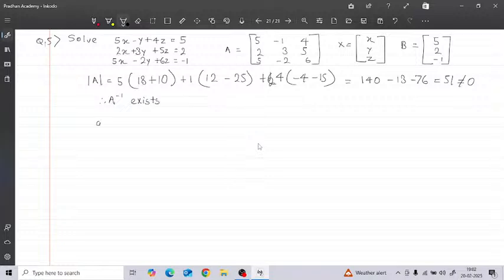Now I have to find the adjoint of A. So what will be the adjoint? Adjoint will consist of all the cofactors A11, A12, A13, A21, A22, A23, A31, A32, A33, and then I have to take the transpose of it. Okay.